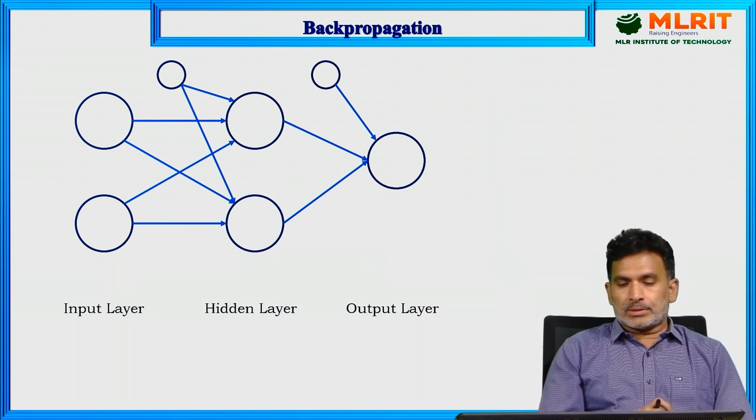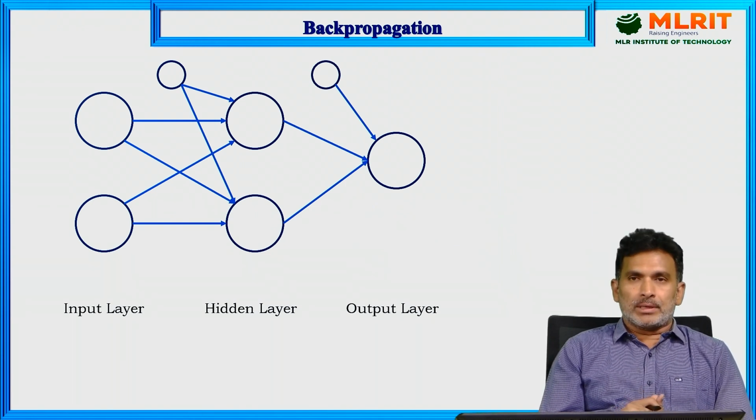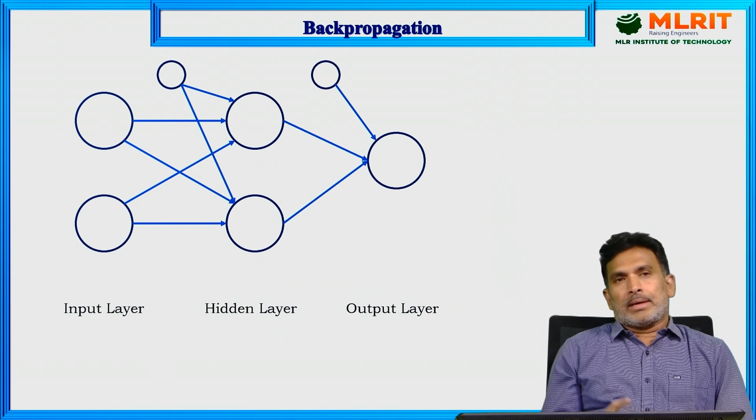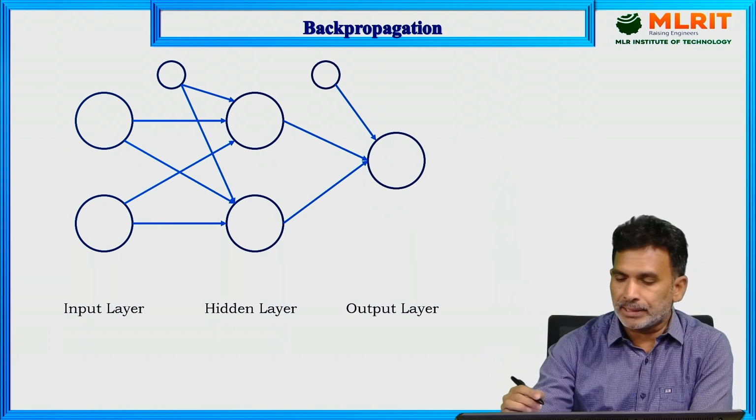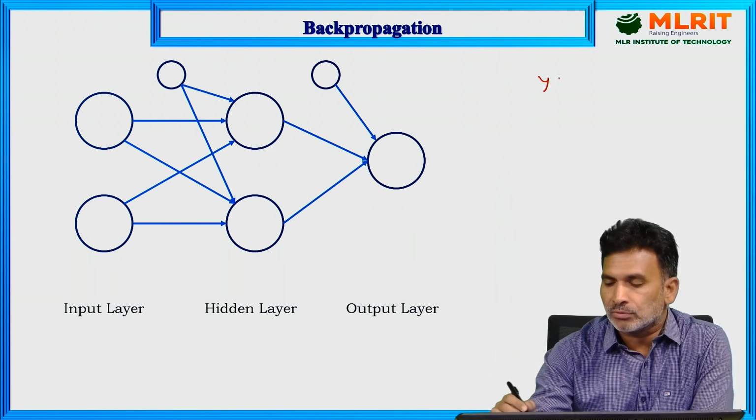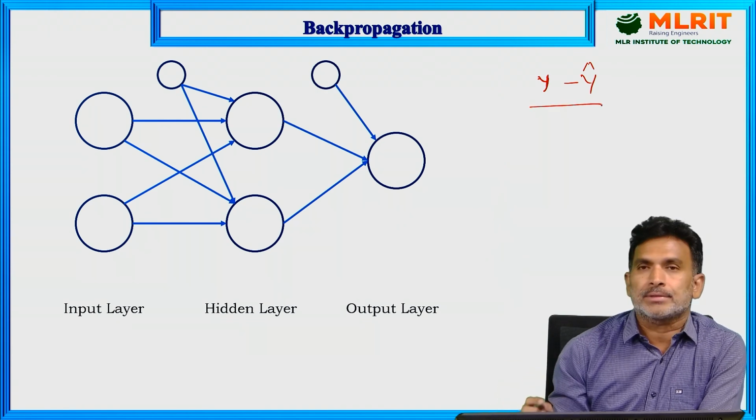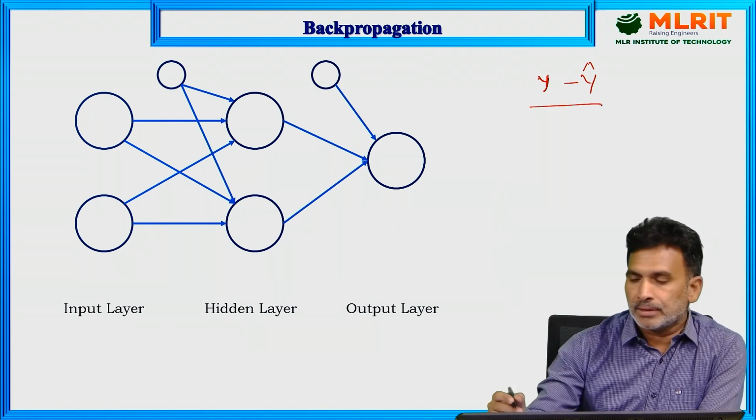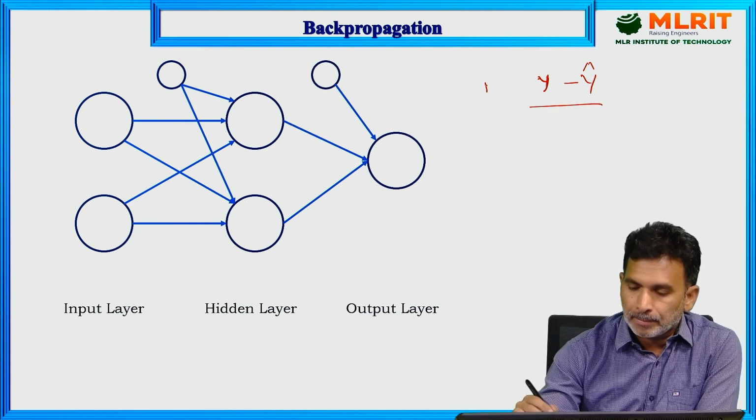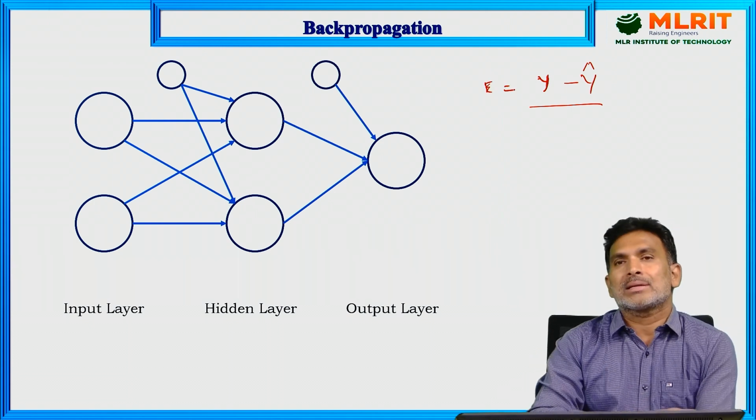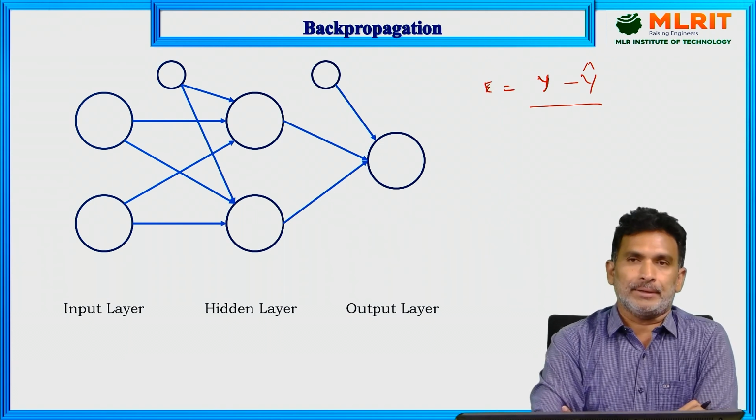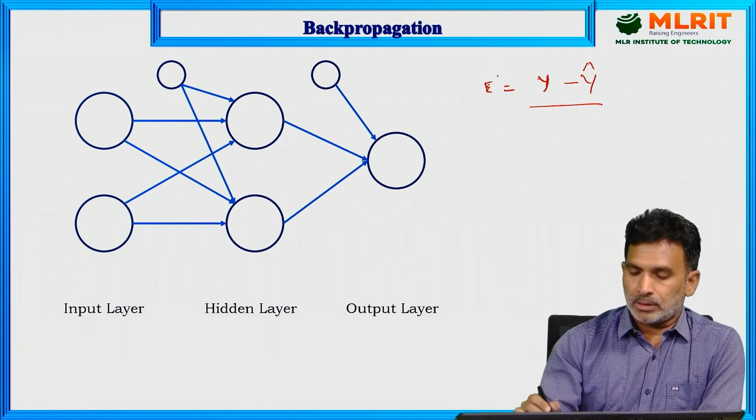Next is backward propagation. As I said, suppose y is the actual value and y hat is the predicted value. Then there is a difference, which means there is an error. Let us say the error is represented with the term e. This needs to be minimized.